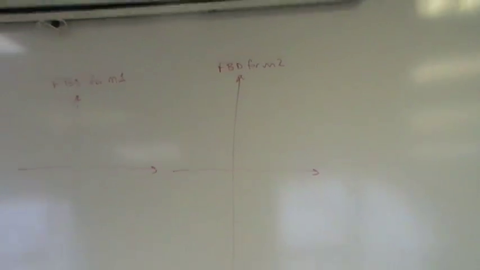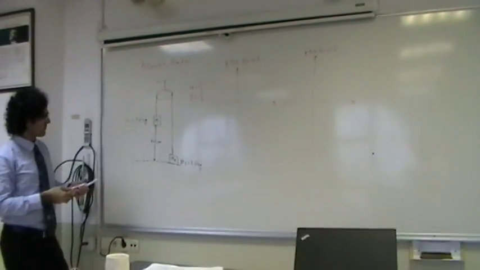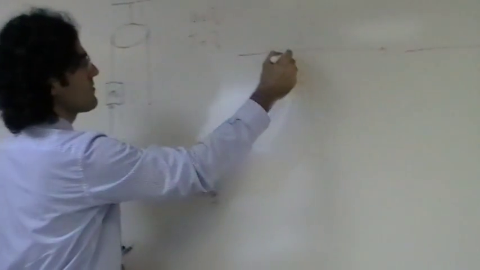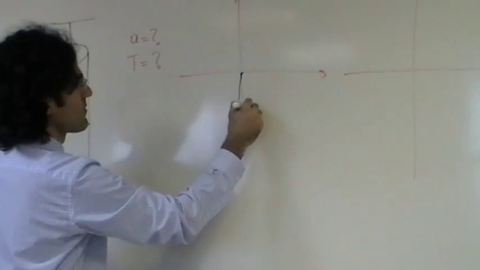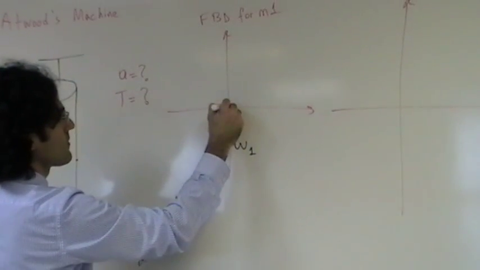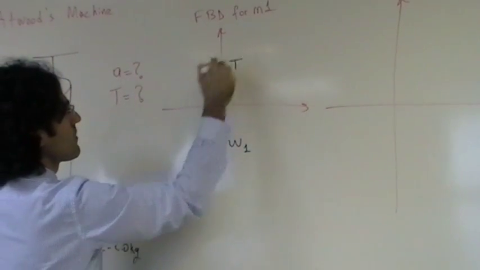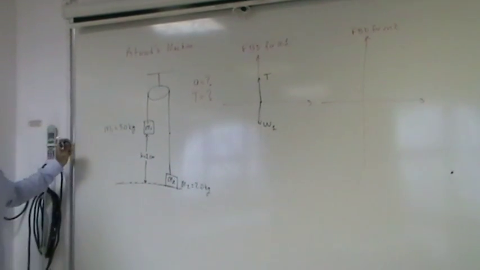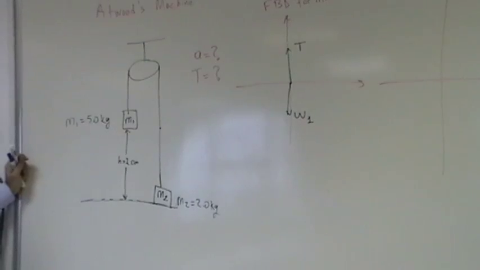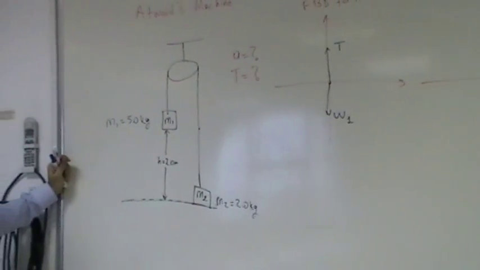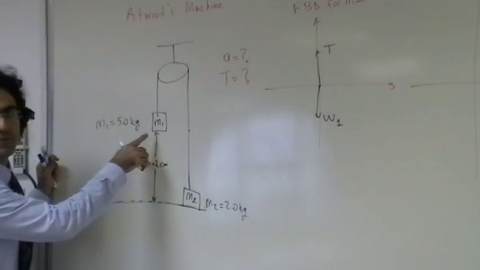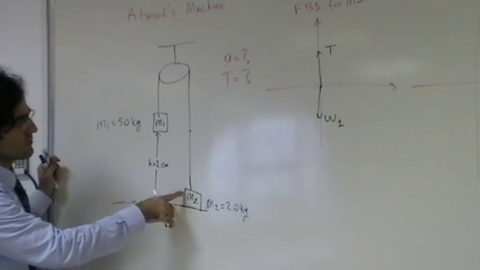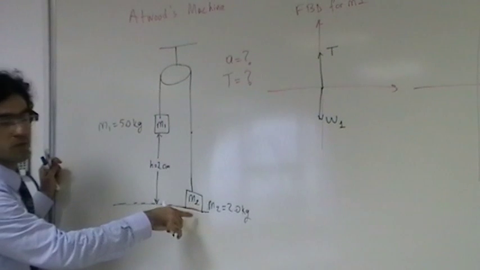Let's look at the forces acting on M1. Weight is acting on it, pulling it downwards, and tension is acting upwards. I will call it tension, and tension along a string is the same everywhere. And acceleration is asked right after the system is released. Therefore, right after the system is released, this second mass will not be in contact with the ground.